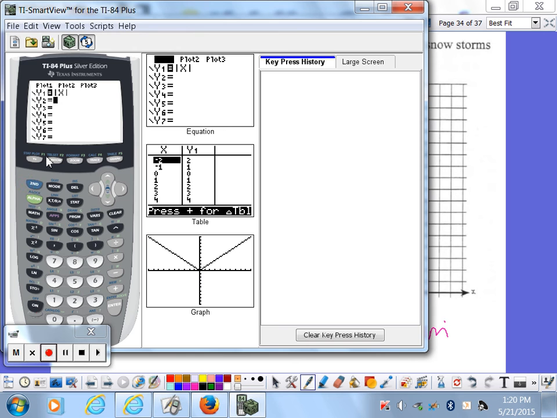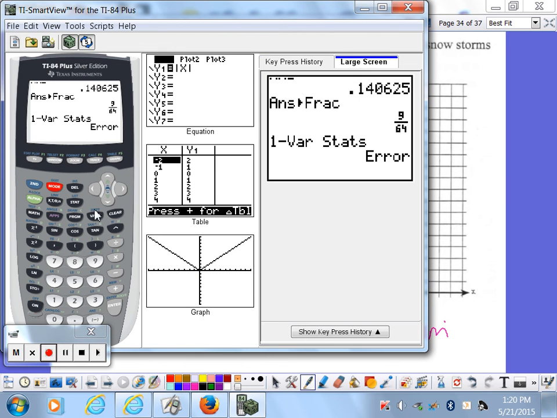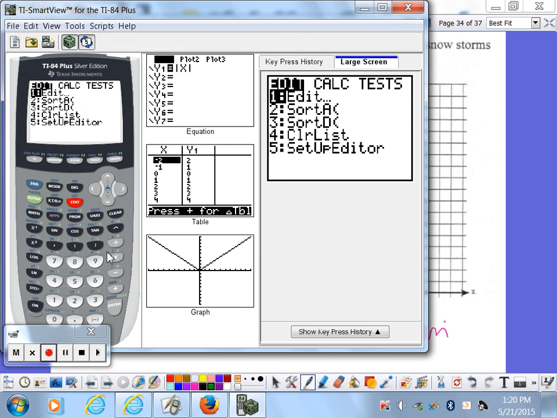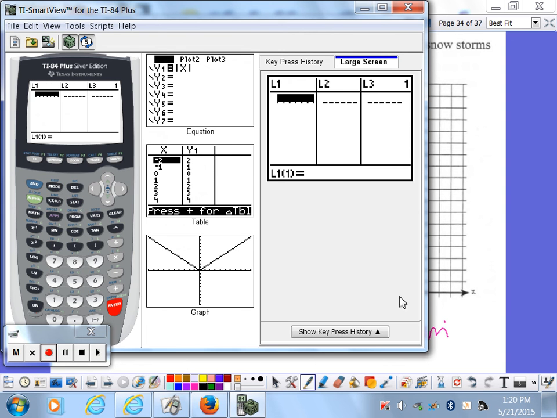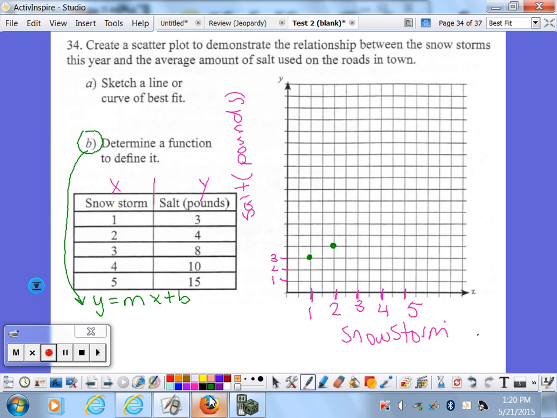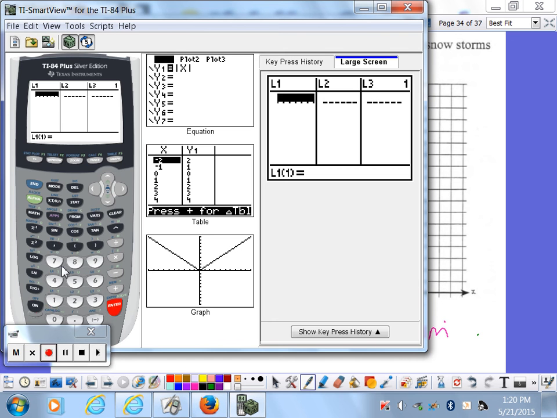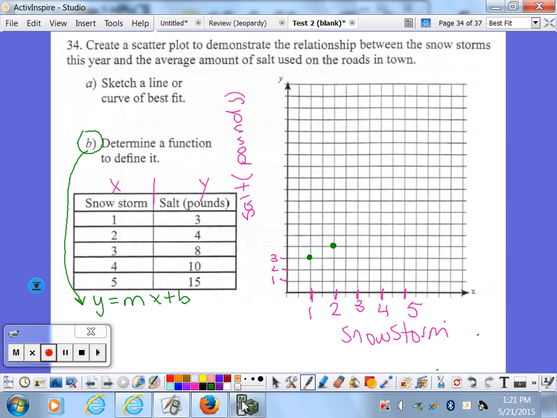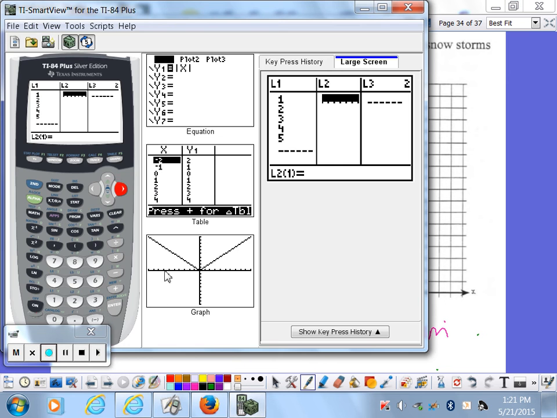So I'm just going to remind you how we do this. If you go to Stat and enter in your data, sorry, I just need to go back and forth here and see what I'm inputting. So 1 through 5 is on the left. And then we need to input our corresponding y values, so 3, 4, 8, 10, 15.